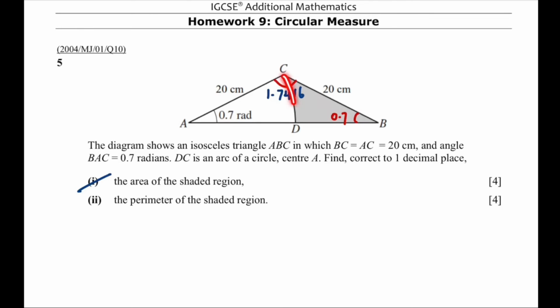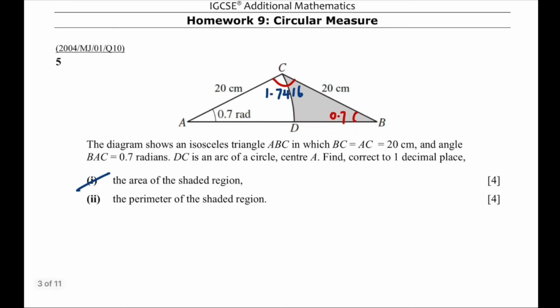Perimeter, that will be the arc of CD, the length of BC, and the length of DB. Okay, this can be fine. This one is R theta. The only unknown here is BD. To find BD, you must know this is 20 as well, right? Because this is a sector, so this is 20 as well. You find AB minus 20, that is DB.